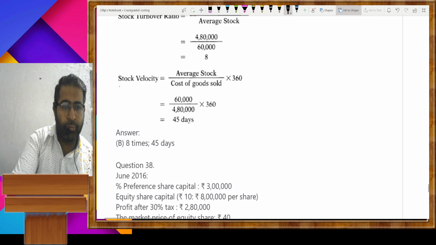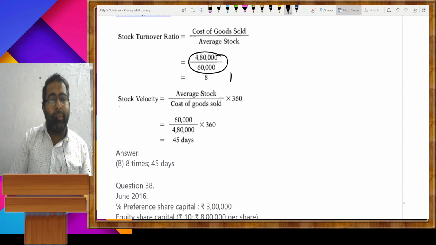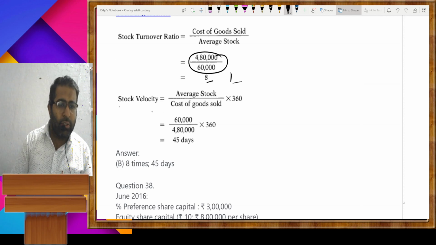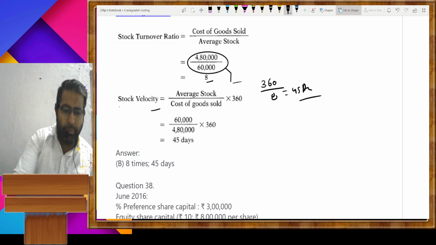Okay. Here it is. 4,80,000 divided by 60,000, that is 8 times. And stock velocity, if we calculate in days, then 360 divided by 8, answer is 45 days. Clear?